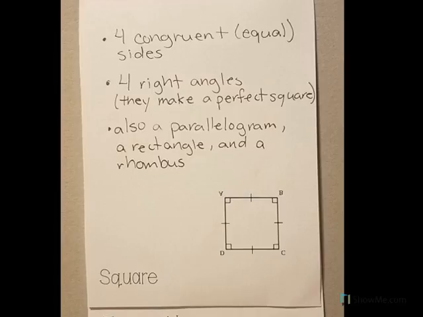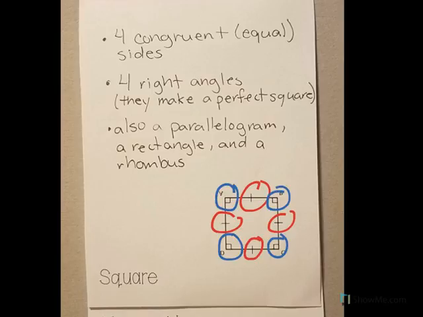Alright, let's move on to the square. The square is a figure that has four congruent sides, just like we saw before with the rhombus. But it also has four right angles. Okay. That makes this one a parallelogram, a rectangle, and a rhombus, as well as a square, because it has the characteristics of each of them.